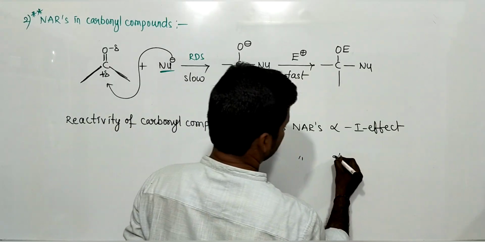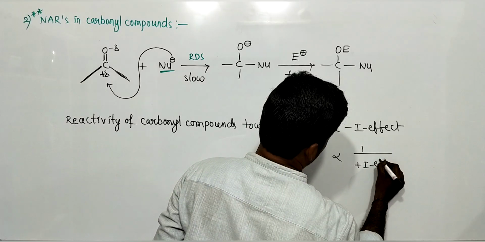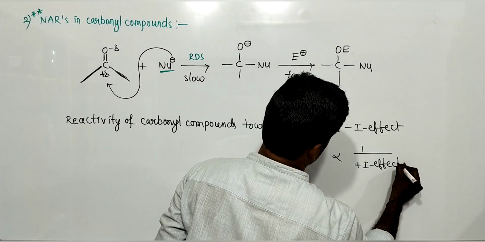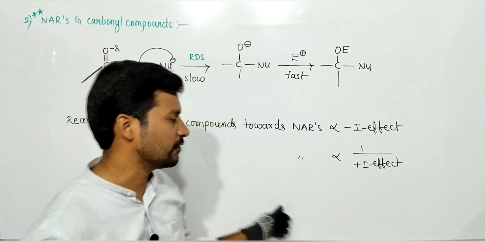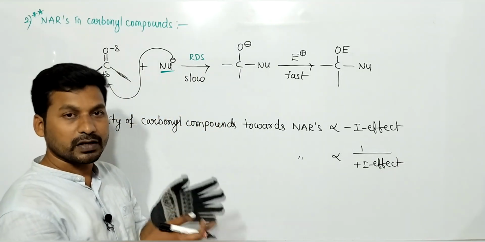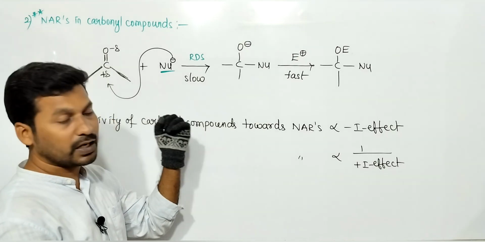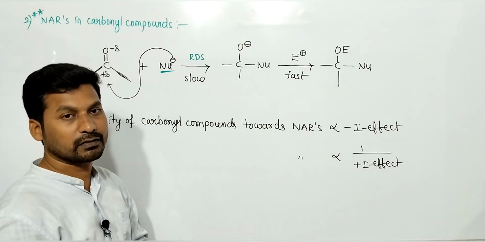The same thing, inversely proportional to what? Plus I effect. Directly proportional to minus I effect and inversely proportional to plus I effect. That's why as electron withdrawing groups increase, the reactivity of carbonyl compounds towards nucleophilic addition reaction increases.